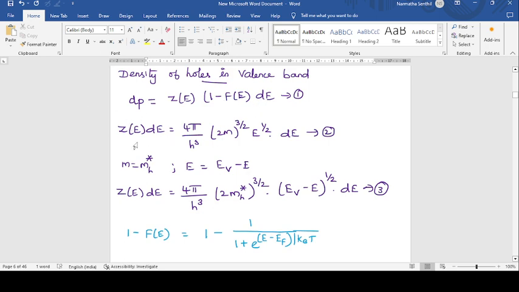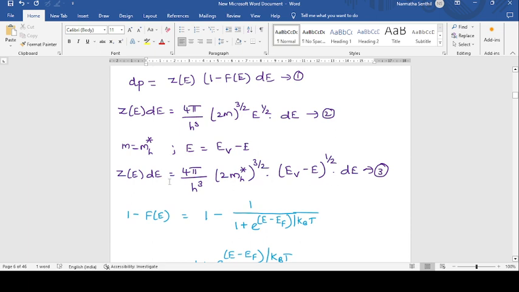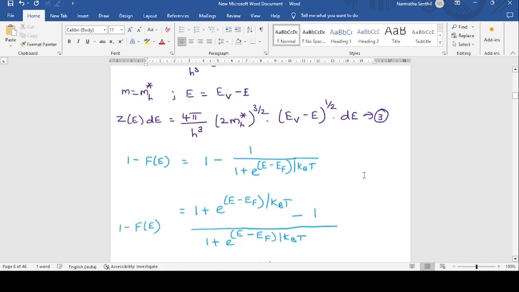So we know the carrier concentration expression for metals. We have derived this equation: 4π/h³ (2m)^(3/2) E^(1/2) dE. Here m is replaced by mh*, and E is replaced by EV minus E, where EV is the topmost energy level of the valence band. Substituting it, you get the equation as 4π/h³ (2mh*)^(3/2) (EV − E)^(1/2) dE.